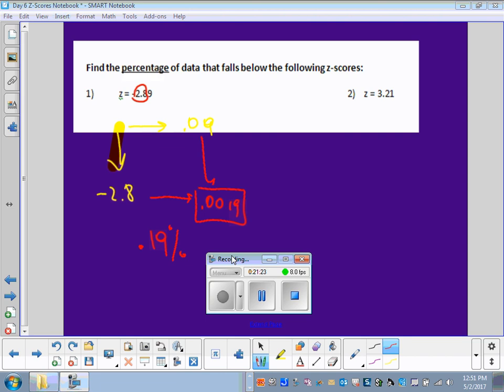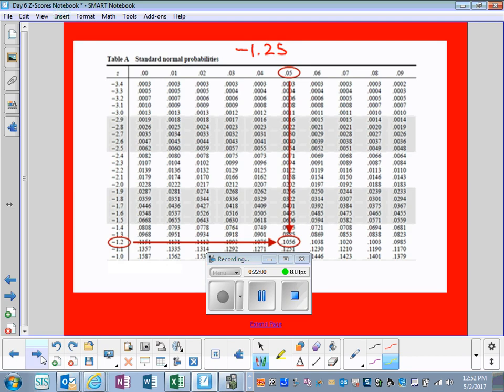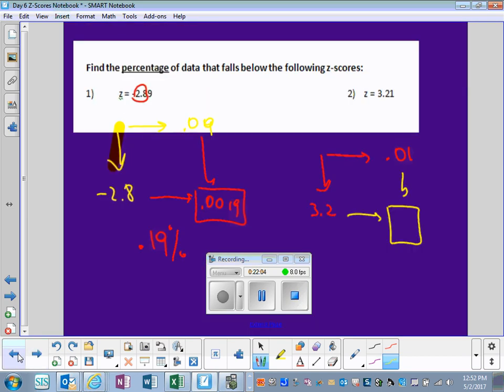So let's do the next one. For the z-score 3.21, am I going to the right or to the left of the mean? To the right of the mean. So for this score, the probability of falling below this score would be what? I need to find the row 3.2 and I need to find the column 0.01, right? In the intersection, I will find the cell 0.9993. It should be more there, right? Because below, I've got almost the whole population.